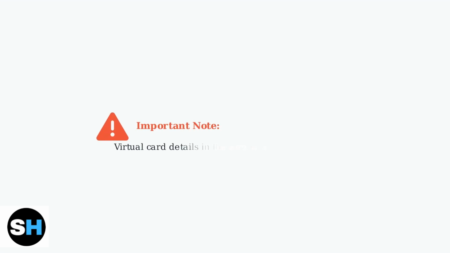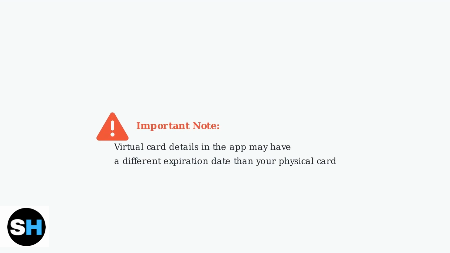Important note: the virtual card details shown in the Chase app may have a different expiration date than your physical card, so always check the specific method that matches the card you're using. Keeping track of your Chase card's expiration date is crucial for avoiding service interruptions. When cards expire unexpectedly, it can lead to declined transactions and payment failures.